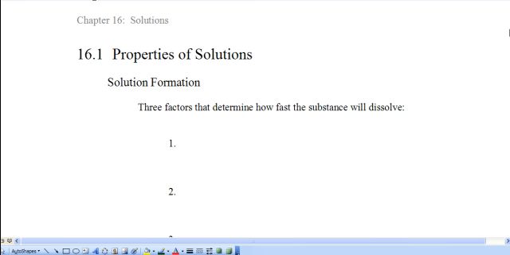We'll also be talking about colligative properties, which are those properties that only depend on the number of particles dissolved in the solution, and then we'll wrap up this chapter in 16.4 by doing calculations of those colligative properties. So let's go ahead and get started.